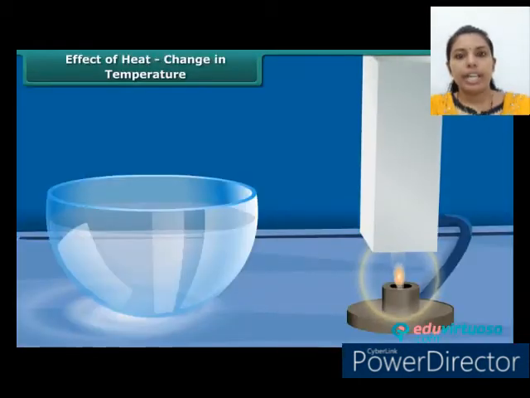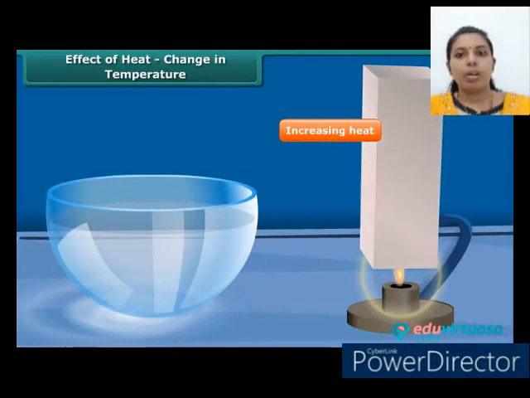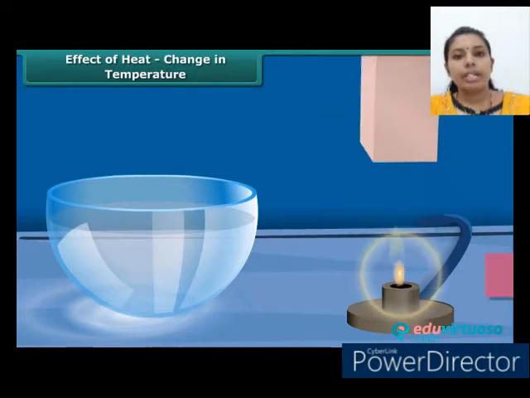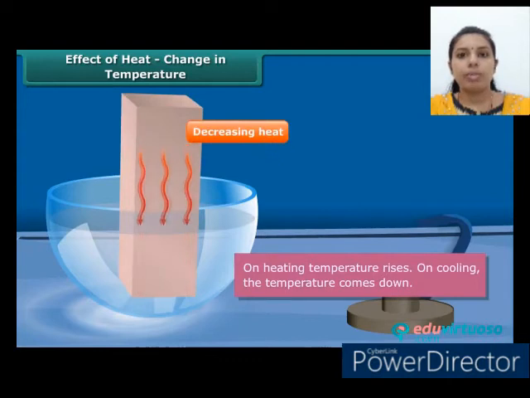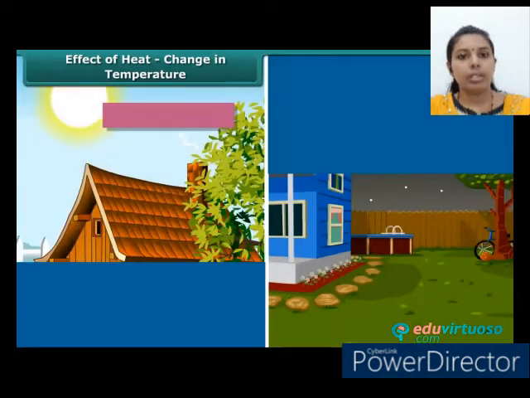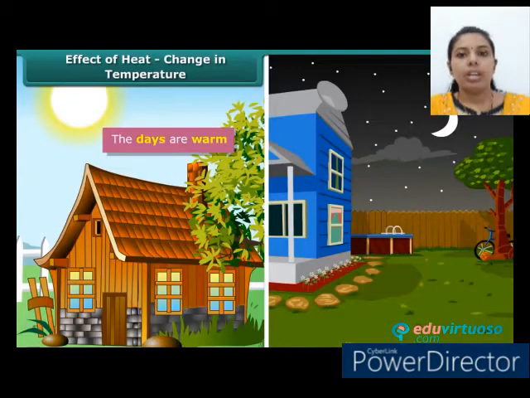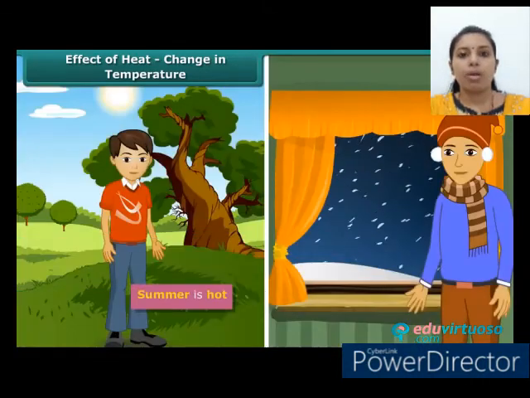We observe a change in temperature on heating. On heating, temperature rises and on cooling, the temperature comes down. In nature, the sun's energy brings about the change in temperature. The days are warm while the nights are cool. Summer is hot, winter is cold.